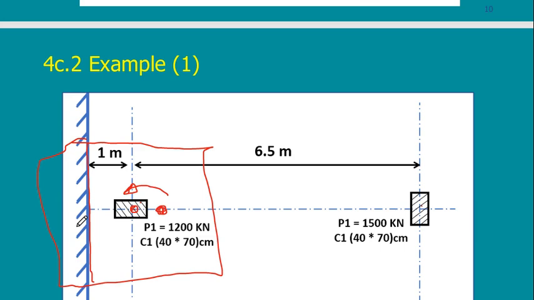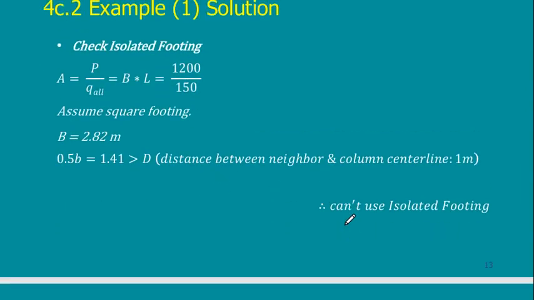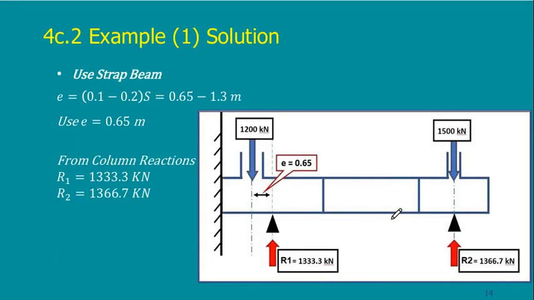Why do I have to do this? For cost reasons. Because the cheapest method is the isolated footing. If I leave the isolated and go to strip, strap, combined, in this case, I have to justify the use of this type. So here is the justification. I designed the footing and I found that the distance between the neighbor and the column is not adequate for me. In this case, I cannot use isolated footing. Then I go to the other, the strap beam.